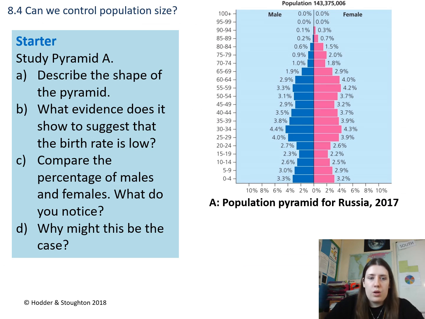So just to remind you about population pyramids, they are basically showing you what percentage of the population is male and female and in what age cohort, so what age group. So there are a few questions here to answer about describing the shape of the pyramid.